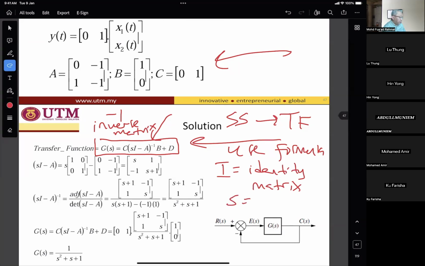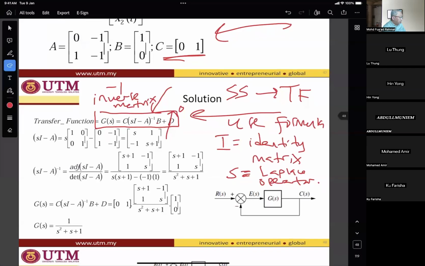What is S? It is the Laplace operator. Okay. So you insert the value of C inside this formula, sI minus A inverse. Insert the value of matrix B and matrix D. D, of course, does not exist, so we assume it as 0. You find this one first, sI minus A.